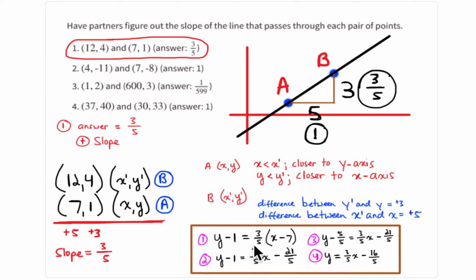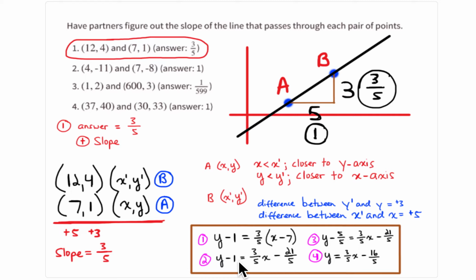So now the next step is, if you have 3/5 times x minus 7, that means you have 3/5 x minus 3/5 times 7. Well, 3/5 of 7 is 21/5. And I want to do this because I want you to continue to try to work with the fractions. Don't change it to a decimal. It's going to be easier if you work with the fractions.